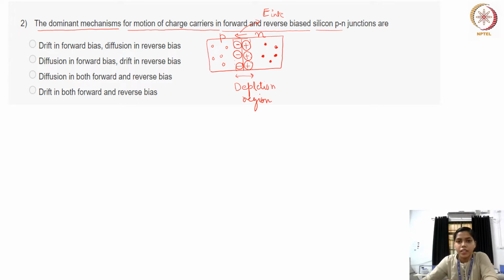Now when this electric field is created, these ions are present and situated at this depletion region, and they stop the further movement of the charge carriers, means electrons from N side to P side and holes from P side to N side. Now there will be two cases. One is the forward bias condition, and the second one is your reverse bias.